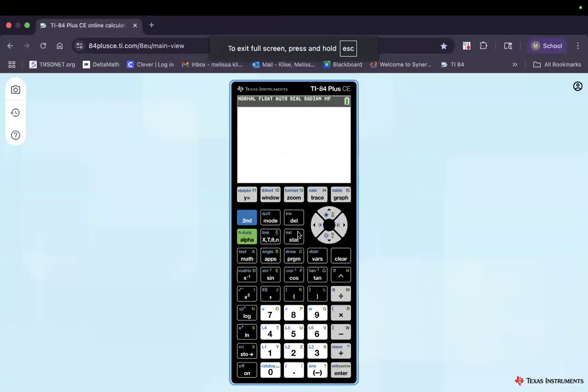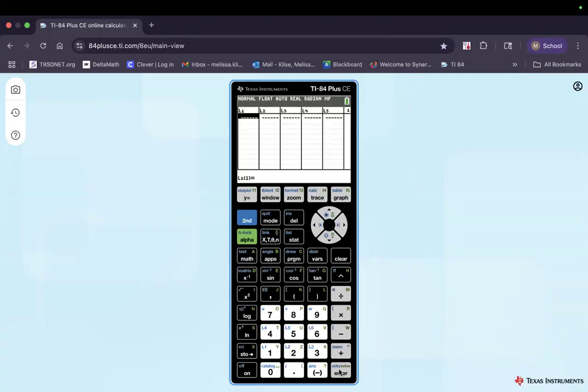Okay. We're going to click on the stat button and we're going to go edit. We want to be in our lists. In L1, you're going to put the outcomes. So 0, enter, 1. You're going to put the values of your random variable in L1. In L2, you're going to put the corresponding probabilities.